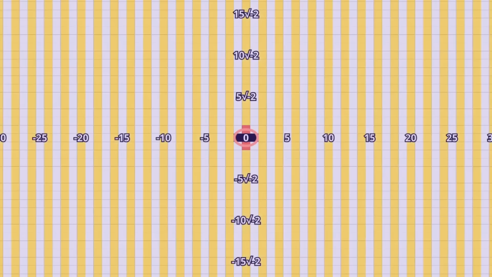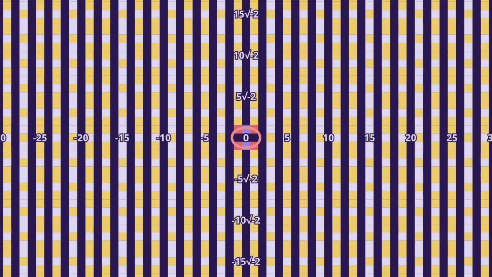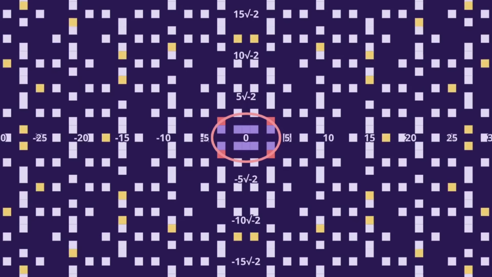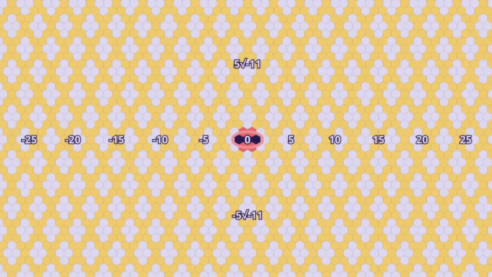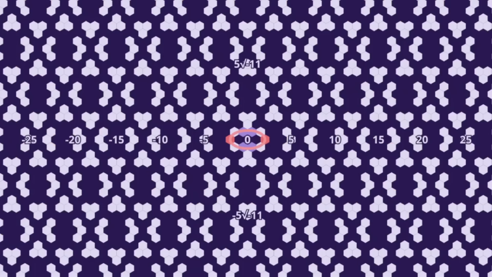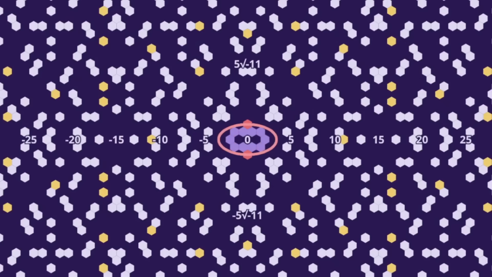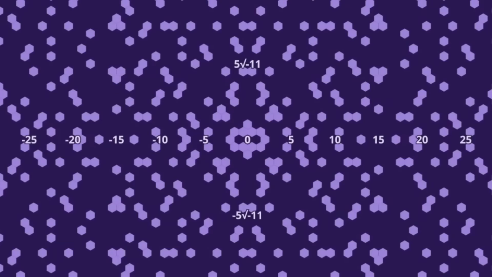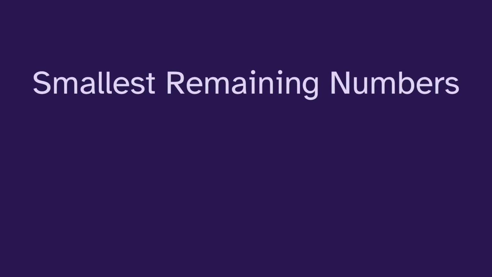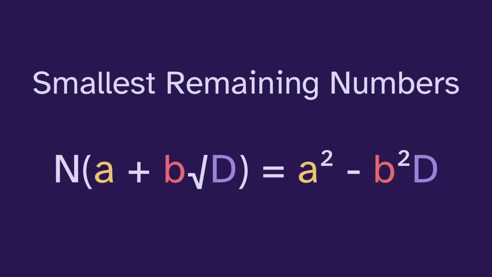I talked about them in my previous video, where I showed that within each of these complex domains, we can find the primes using a sieve, where we start with all of the numbers, except for zero and the units, and at each step we find the smallest remaining numbers, consider them prime, and then remove their multiples. And by smallest remaining numbers, we mean according to the norm, where the norm of a plus b root d is a squared minus b squared d.